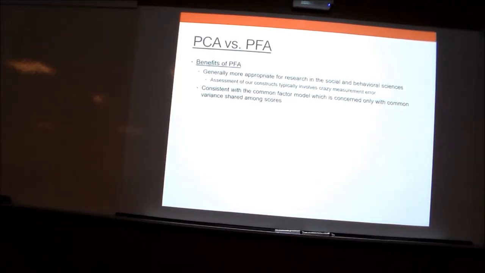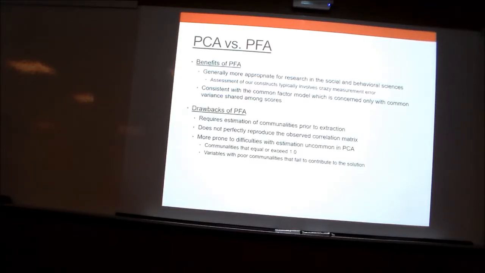Okay. So benefits of principal factors. Typically more appropriate for the type of stuff that we do in social sciences. We're generally trying to determine what the underlying construct is that's driving our observed scores in our measure, but our measures are generally awful, filled with all sorts of error, not only our fault, but because of our participants, right? They have different stuff coming on different days. We can't control any of that, right? And so what we want to do is only look at that common variance across scores. And so generally for our purposes, PFA is what we're going to be looking for.